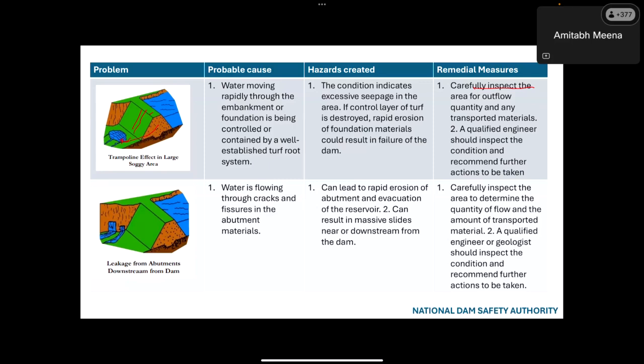This is the leakage from the abutments. So in this situation, we have to carefully inspect the area to determine the quantity of flow. If the leakage is coming from the abutments, maybe we have to do the treatment of the abutments, because soil may be loose in this abutment portion. So this is a very serious issue, and immediately we have to lower down the water level until the leakage is stopped or reduced significantly.